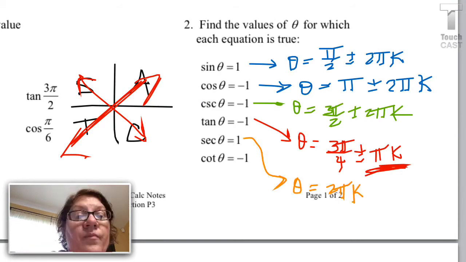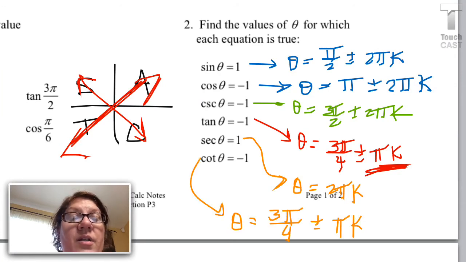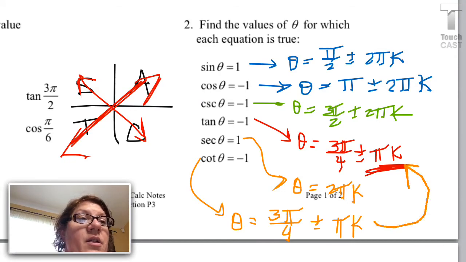Try the next one. Of course, if secant's 1, then cosine is also 1 because they're reciprocals, and the cosine is 1 at 0 or 2 pi. So I could just write 0 plus 2 pi k or just 2 pi k. Try the next one. So cotangent is -1 means that tangent is -1. And I can go back up and look at this answer in red because I just did when is tangent -1. Okay, see you on the next set of notes.